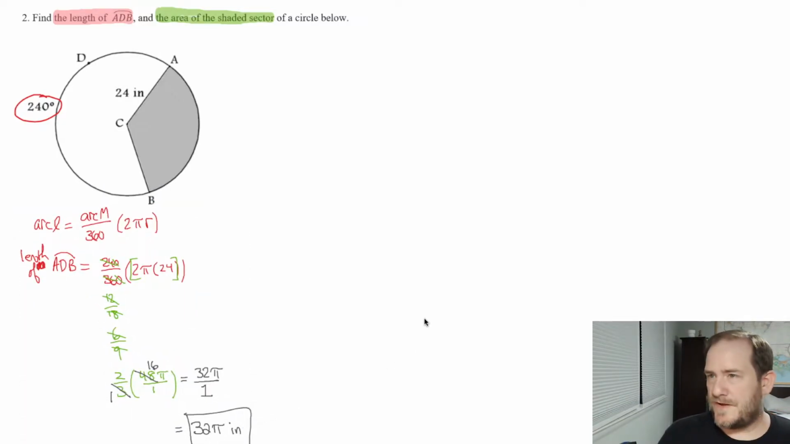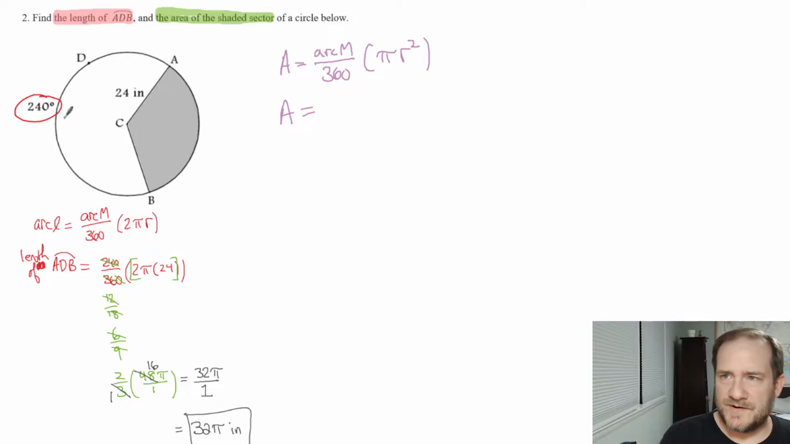Okay, so to find the area, we're going to take the same approach, which means write out the formula. It's still going to be arc measure over 360, but instead of 2 pi r, it's now pi r squared, because we're after an area. The other thing that switches is, we're not interested in this major arc anymore, we're interested in this sector. And this sector is defined by this minor arc.